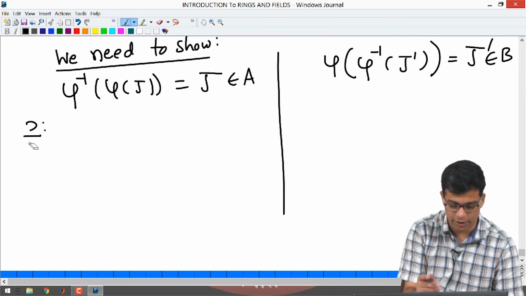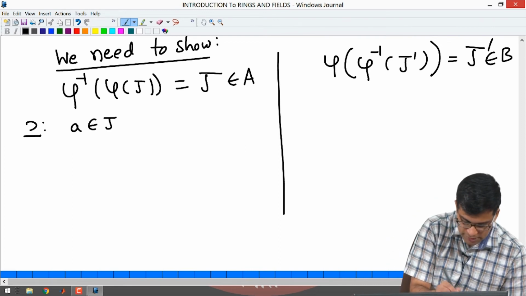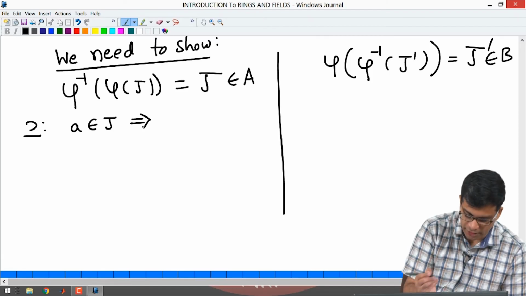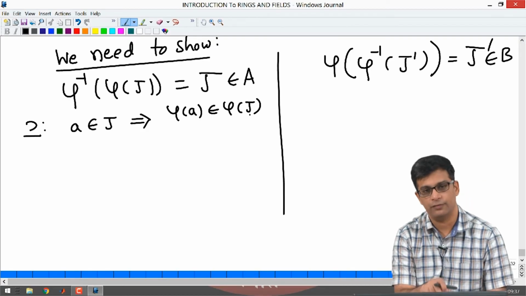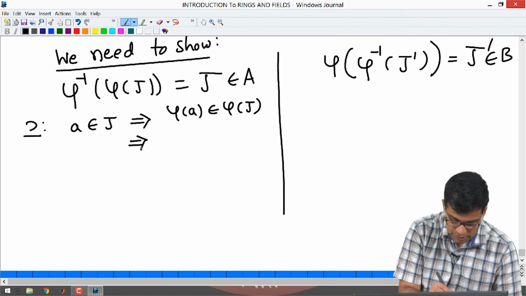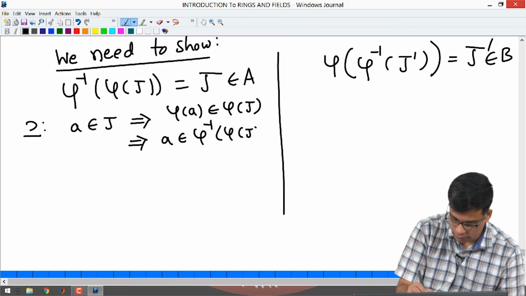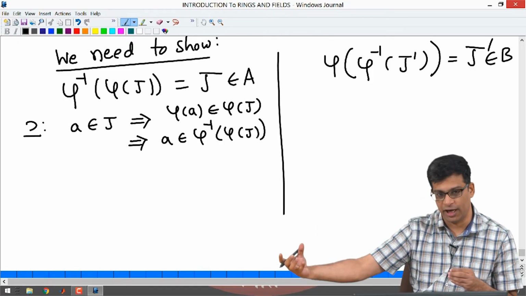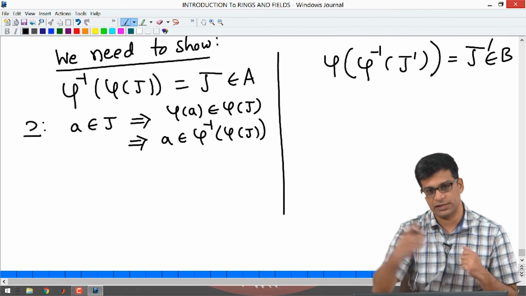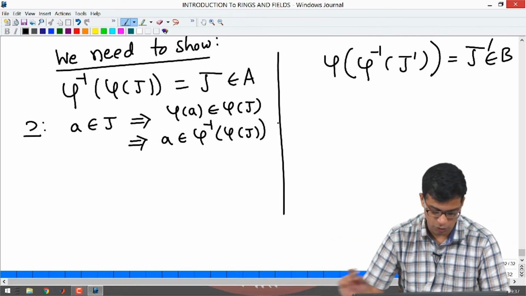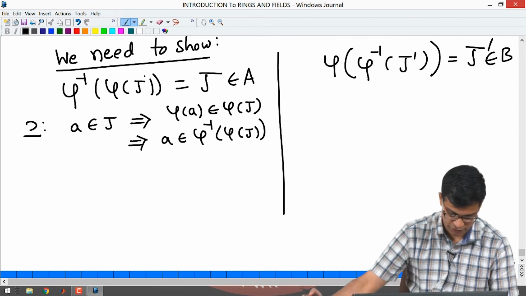To show that j is contained in phi inverse phi j is clear. Suppose a is in j, that means by definition phi of a is in phi of j. But that means a must be in phi inverse of phi j, because a maps to phi j. So, the inverse image of phi j must contain a. What is the inverse image of phi j? These are all elements that map to phi j. So, a is one such. So, a is in phi inverse phi j. So, we started with something in j and we showed that it is in phi inverse phi j.